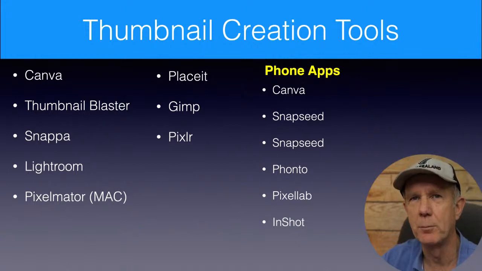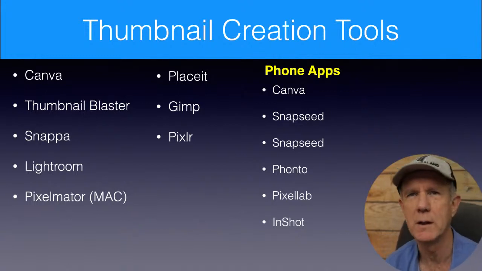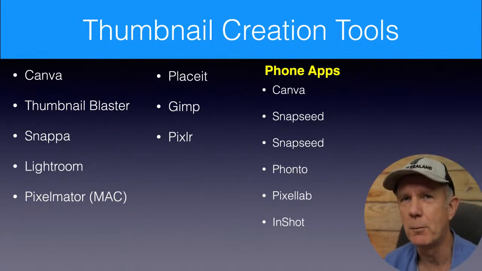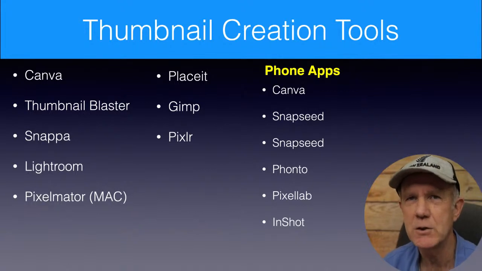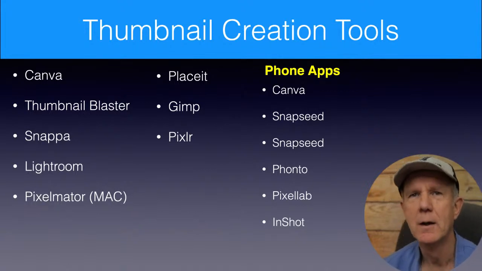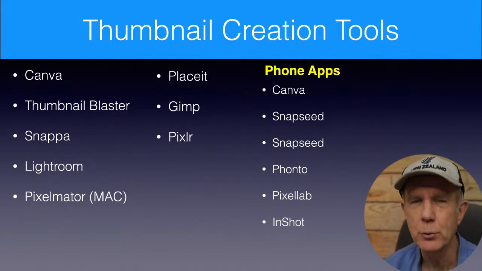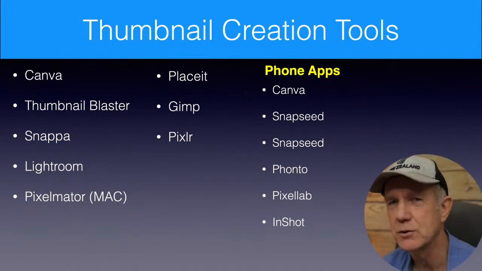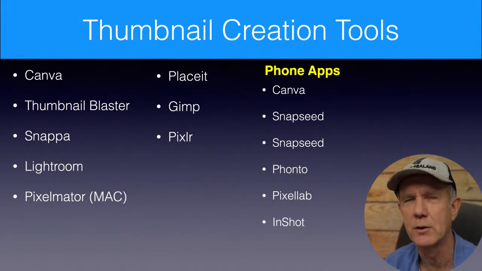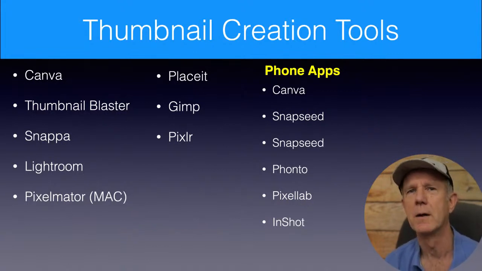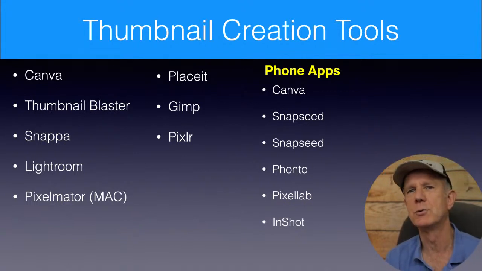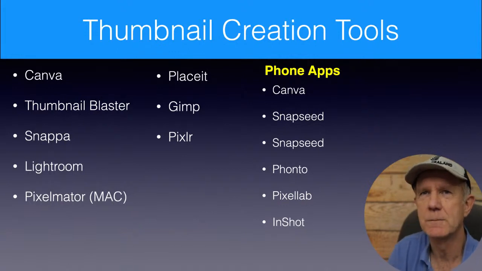But you've got Thumbnail Blaster, which is, I think, $29 one time, and they give you a bunch of templates you can modify. They also have a split testing feature. You've got Snapper, which is another great thumbnail creation tool. You've got Adobe Lightroom, which I think there's also an app for that. Pixelmator, which is what I use because I have a Mac. I think it's like $50 or $60 one time, but you've got Pixelmator and Pixelmator Pro. So I use both of those to create thumbnails.